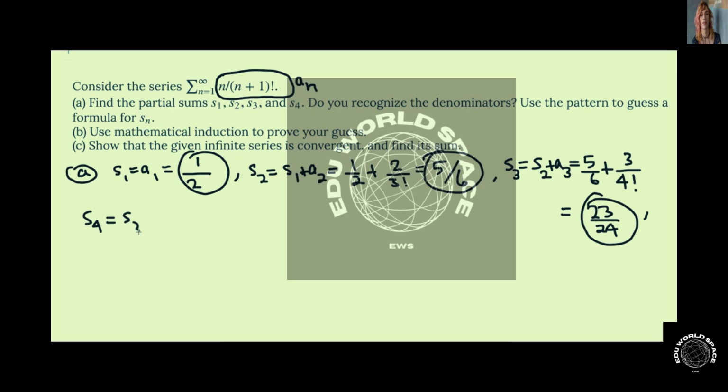S4 is S3 plus A4. So that's S3, which is 23 over 24, plus A4, which is 4 over 5 factorial. And then here, this has to be simplified. So combine some fractions here, get a common denominator. We have 119 over 120. And once again, the numerator is 1 less than the denominator.